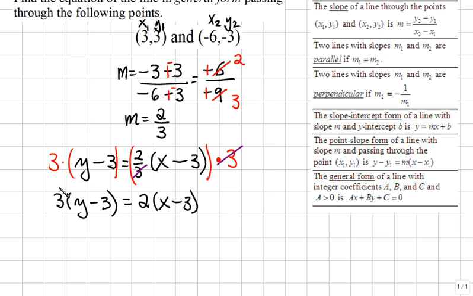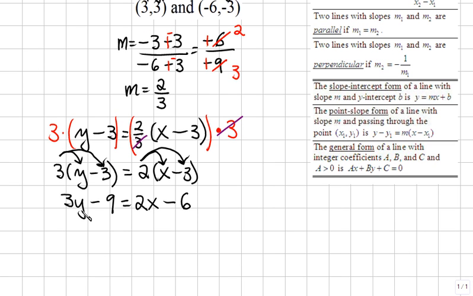Next, we'll distribute to eliminate parentheses, so we'll multiply by 3 to y and to minus 3, as well as 2 times x and 2 times 3. We're left with 3y minus 3 times 3 is 9, equals 2 times x is 2x, minus 2 times 3 is 6. For our final answer, we'd like one side of the equation being 0, and the first term, x, will have a positive coefficient.